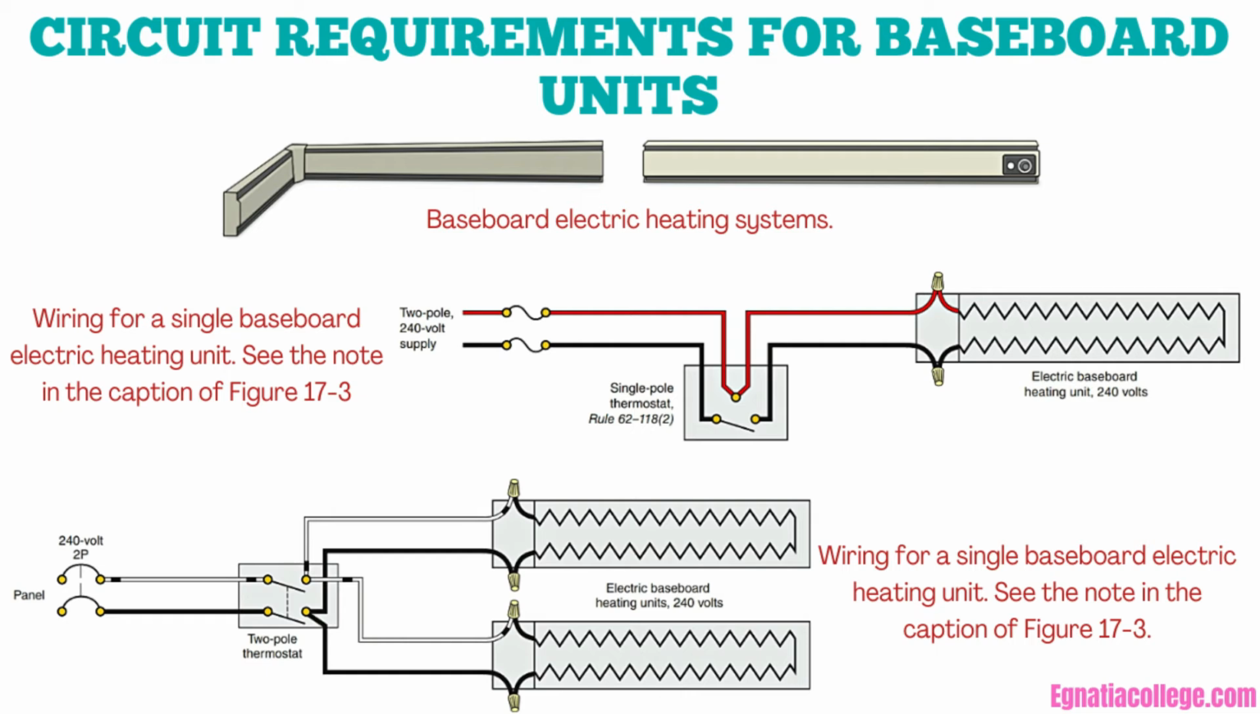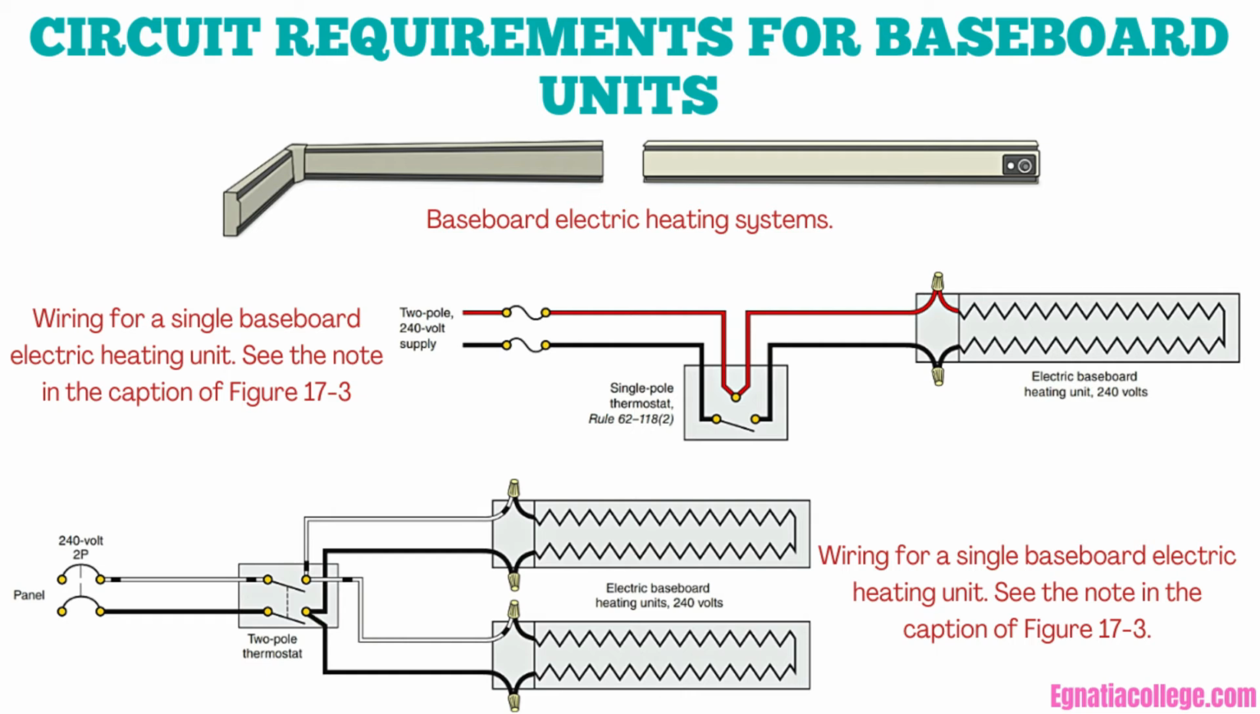Most baseboard units also have a channel or wiring space running the full length of the unit, usually at the bottom. When 2 or more heating units are joined together, the conductors are run in this wiring channel. Most manufacturers indicate the type of wire required for these units because of conductor temperature limitations.